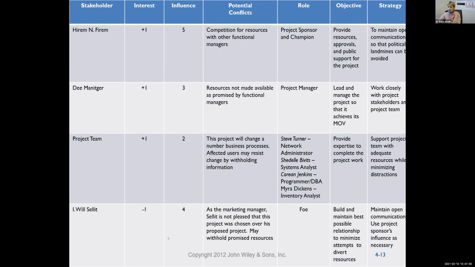They say negative interest, high power. How would you want to deal with a person like that? They want to see you fail, and they're really powerful. So you have to find a way to avoid getting into trouble. It says maintain open communication, just like you had it with high, and use project sponsors' influence as necessary.